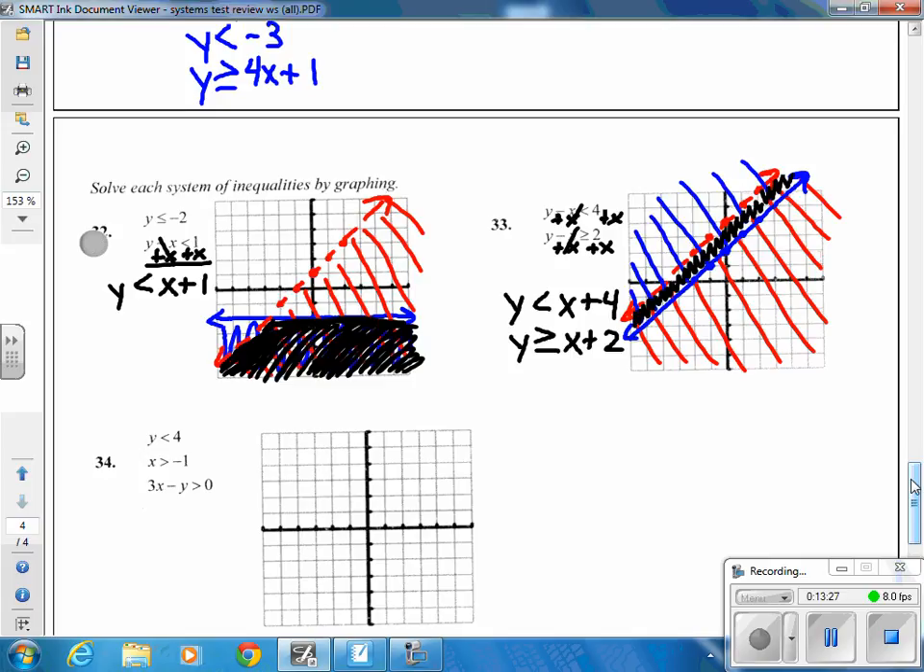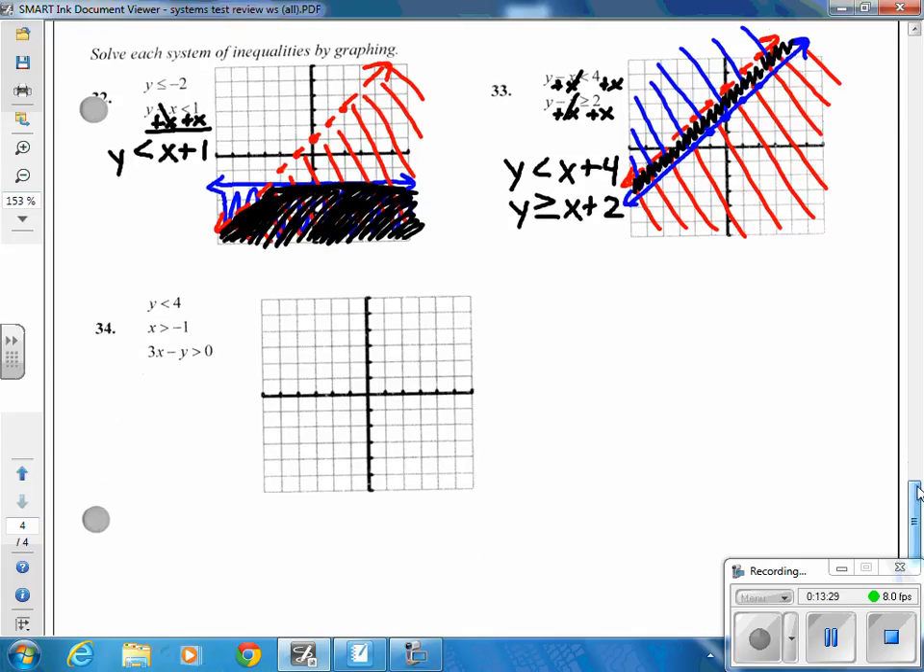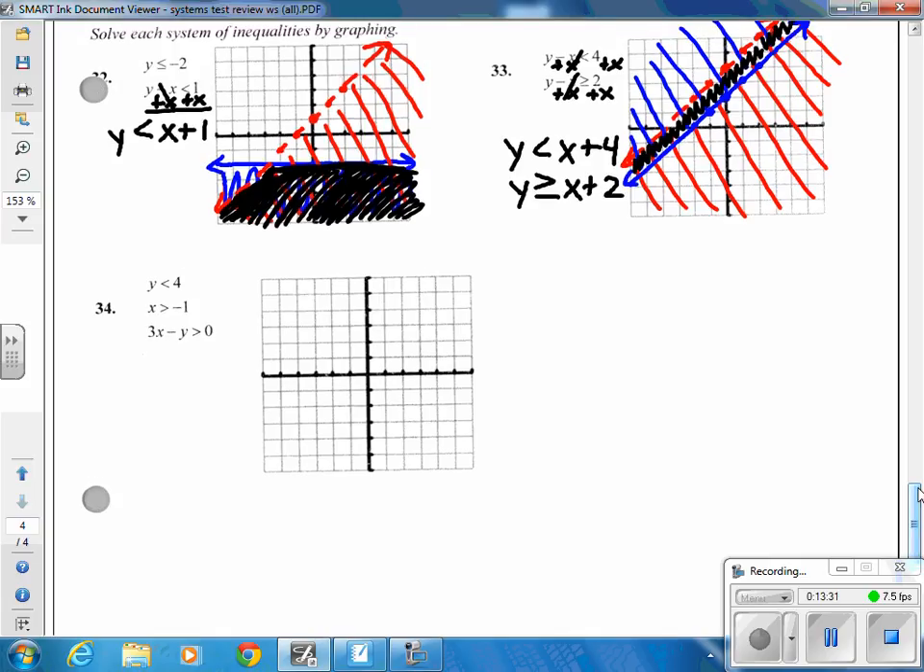All right, when you go to number 34, you'll need 3 colors to do this one because there are 3 inequalities that you must graph on the same grid. All right, so when we go to do the bottom one, we need to fix that one. So let's go ahead and fix that first. Subtract your 3x from both sides. Now you've got -y is greater than -3x. Divide by -1 and flip your sign. So now you've got y is less than 3x. And now we're ready to graph all 3 of them.